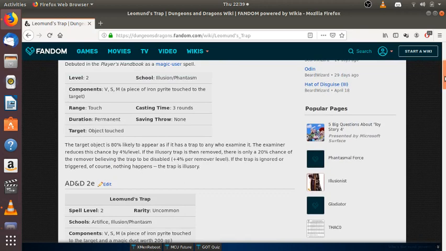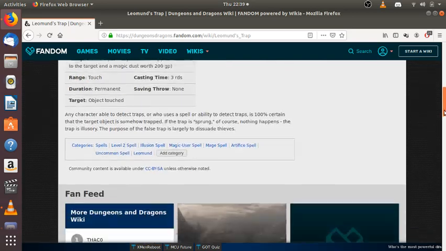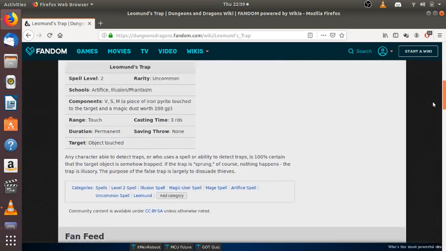tomorrow. Okay, cool. Target object is 80% likely to appear as if it has a trap to anyone who examines it. The examiner reduces this chance by 4% per level. If the illusionary trap is then removed, there's only a 20% chance the remover believes the trap to be disabled, plus 4% per remover. If the trap is triggered, nothing happens, of course; the trap is illusionary. So it makes you think there's a trap there when there's not a trap there.